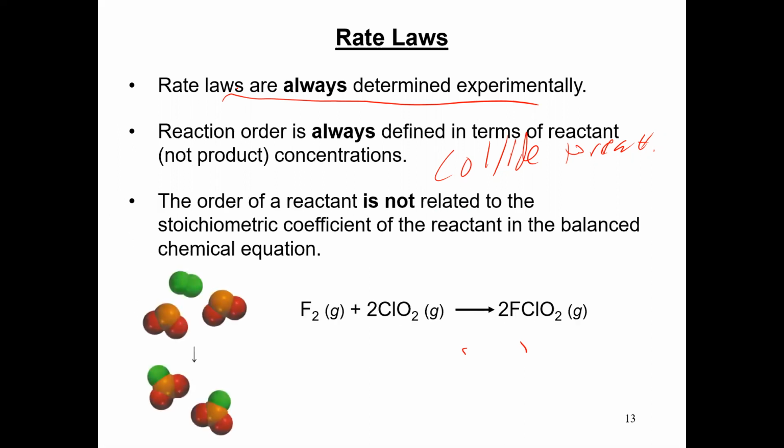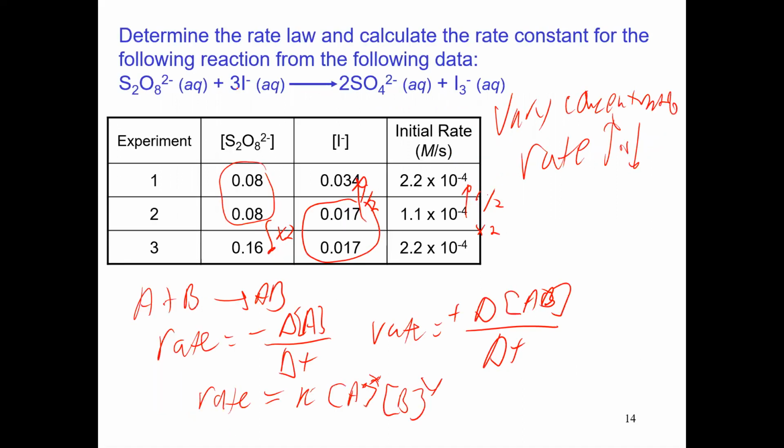And here's an example. You've got fluorine reacting with chlorine dioxide to form that product. The rate is equal to that, with those each being 1. And you notice the rates do not determine the coefficients. Now let's look at the next one here.